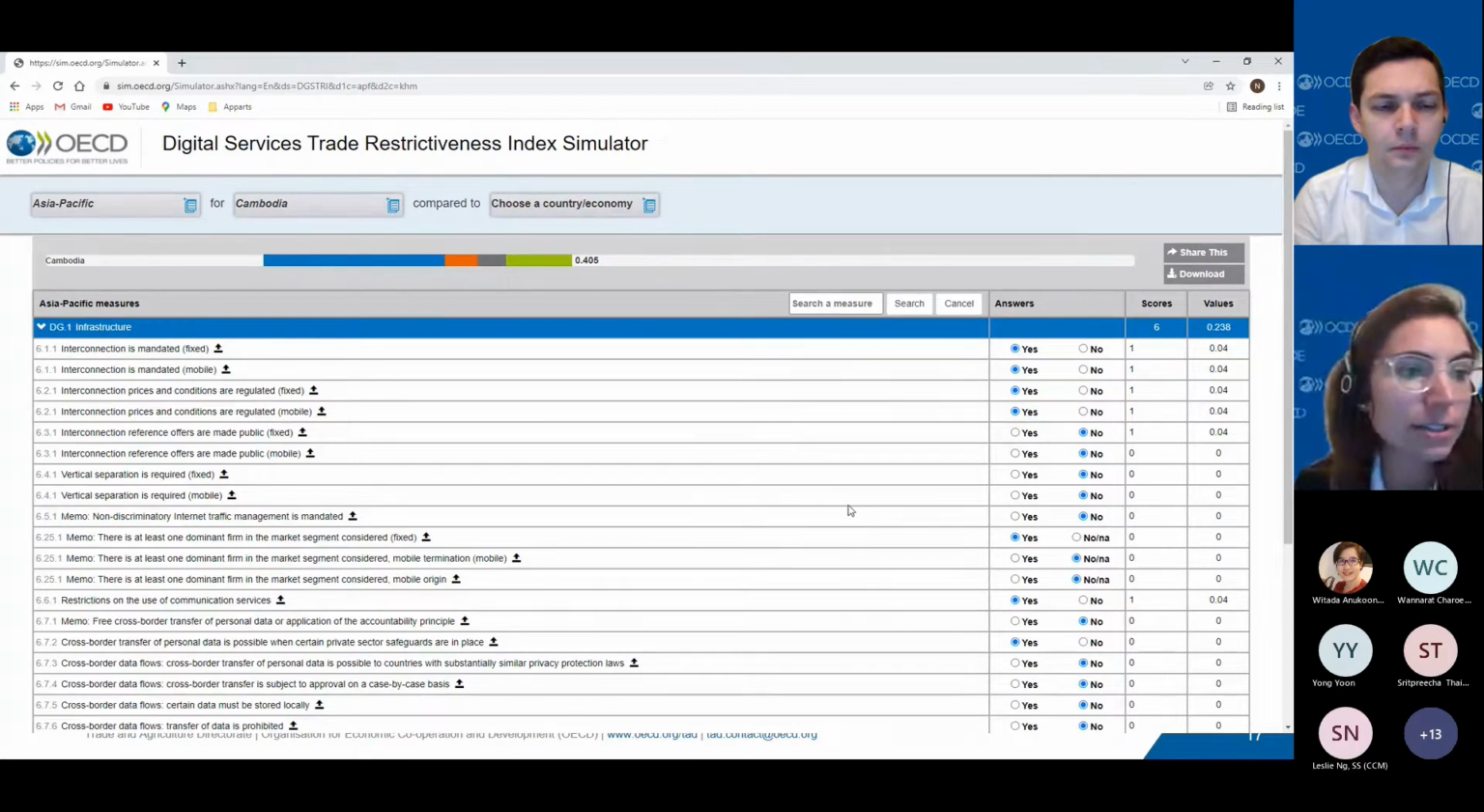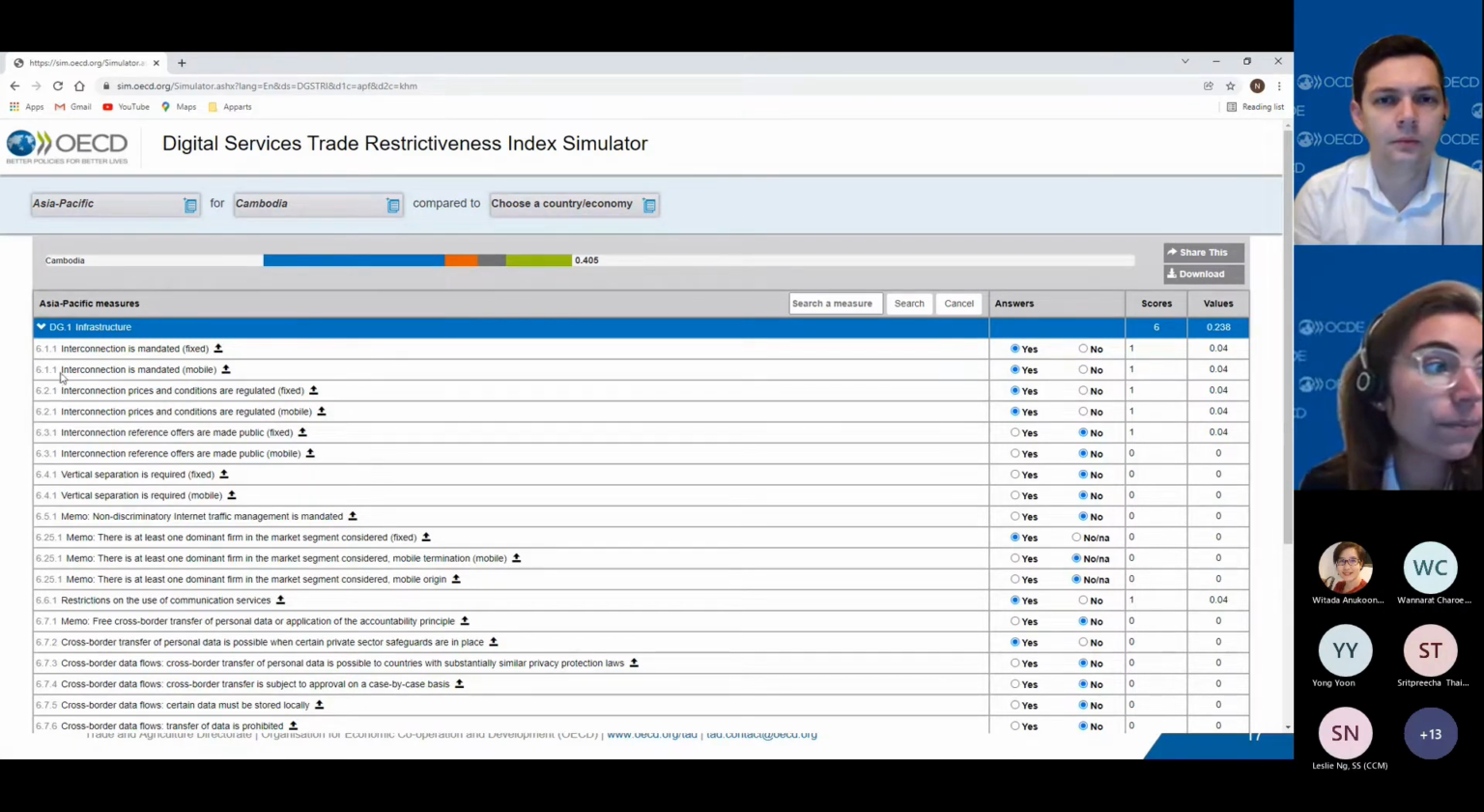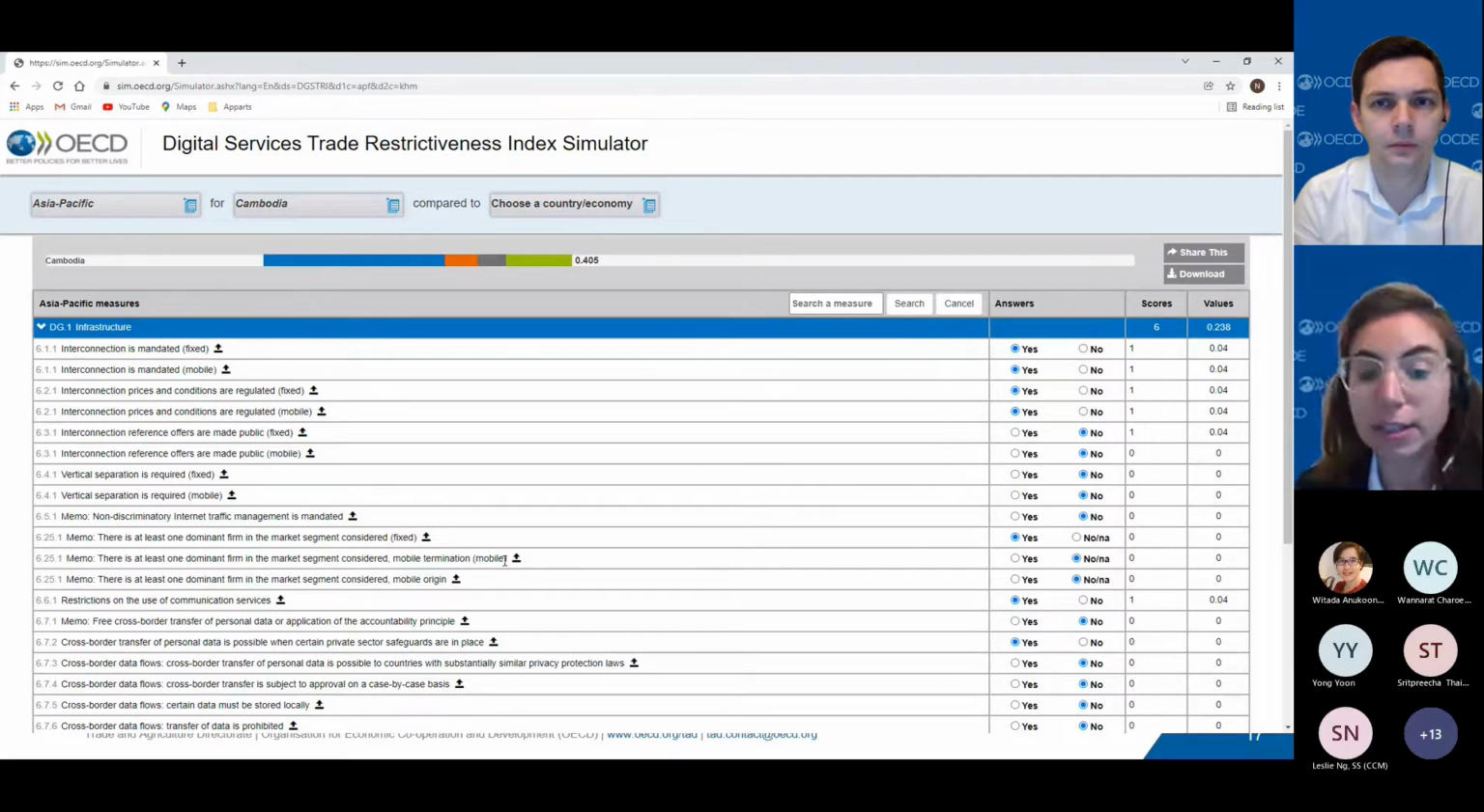Some of the key measures that drive the result we see here are mostly on interconnection and the infrastructure of the telecommunications sector. What explains this measure is that we're answering yes to the mandate to interconnect. However, as we see afterwards on the dominant firms and dominant providers, there is no specific decision from the competition or telecommunications authority that designates a specific dominant provider.